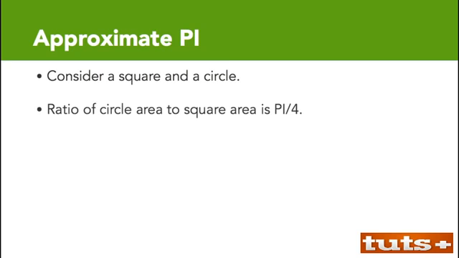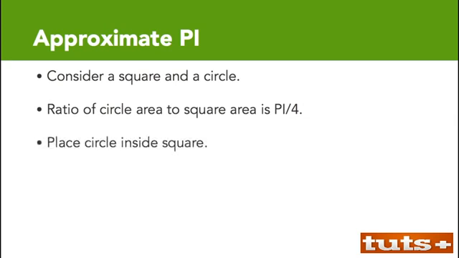A simple Monte Carlo simulation can be used to approximate the value of pi. If you had a circle and a square where the length of a side of the square was the same as the diameter of the circle, the ratio of the area of the circle to the area of the square would be pi over 4.